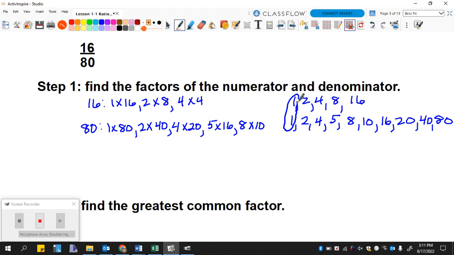So now if we look at the greatest common factor, we have 1s in common, 2s in common, 4s in common, 8s in common, and 16s in common. Since 16 is the biggest factor of 16, none of the 20, 40, or 80 are going to be in common. So the greatest common factor is 16, and we're going to divide by 16.